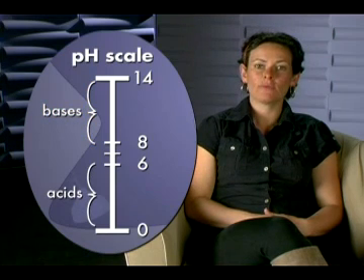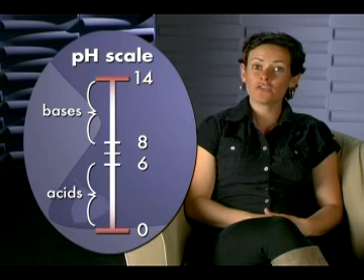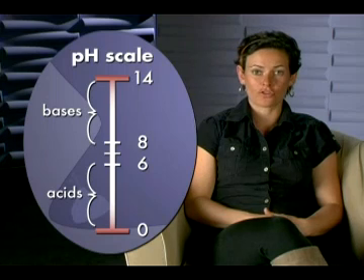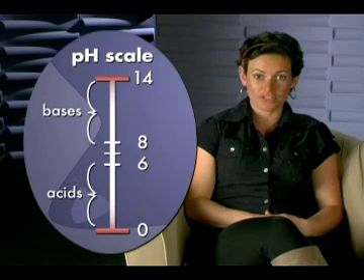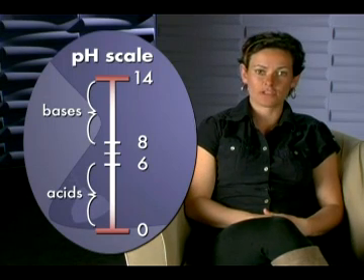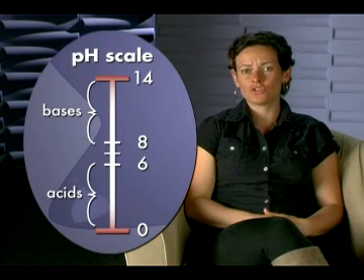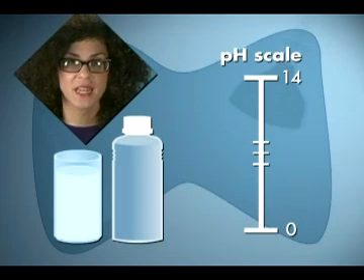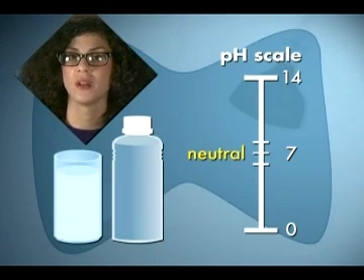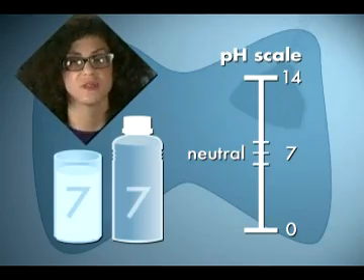The ends of the scale mean stronger substances, so if you get something with a pH of 1 or 13.5, watch out. If you're working with something closer to the middle of the scale, you probably don't have too much to worry about. In fact, anything with a pH of 7 is neutral. It isn't an acid or a base. Pure water has a pH of 7.